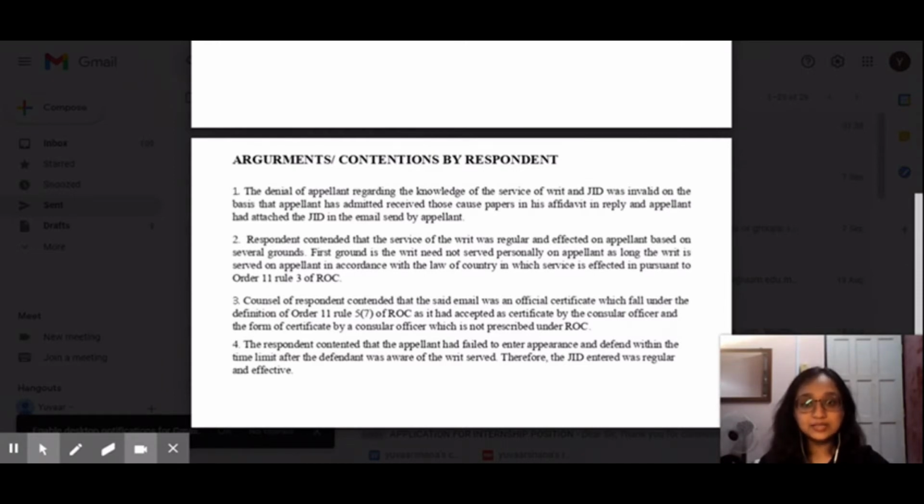Lastly, the respondent contended that the appellant failed to enter appearance and defend within the time limit even after the defendant was aware of the writ served. Therefore, the judgment in default entered was regular and effective.